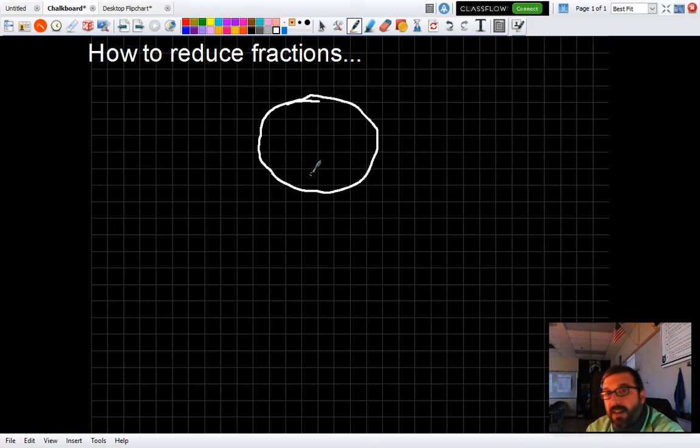Let's just take this for instance. If I was to cut this circle in half, and then I filled up just half of this circle. Most teachers like to talk about pizza. I want pizza. Pizza sounds good. Okay, so we would agree that the whole pizza is cut into two pieces.